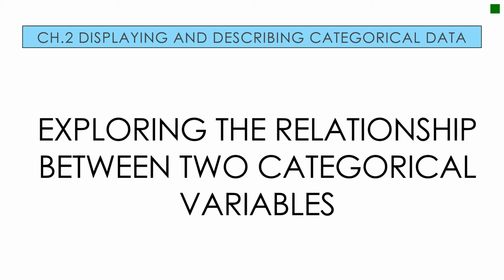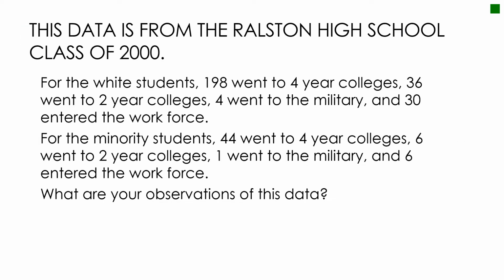We just finished studying how to display one categorical variable using frequency tables or pie charts, etc. What we want to do now is talk about what happens when we actually have two categorical variables and how that will change things. So this data is from the Ralston High School class of 2000. Just kidding, I totally made it up, but it's nice to have some context.